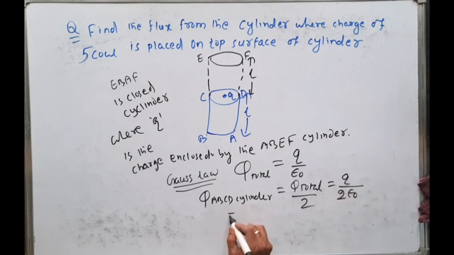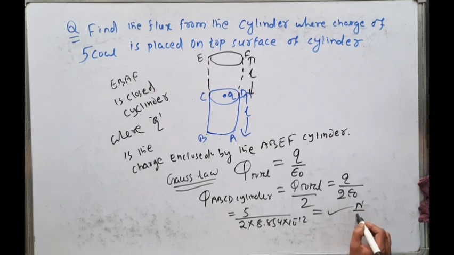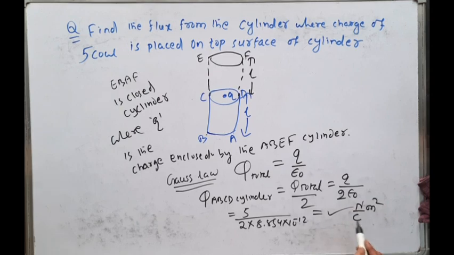So here, if the charge value is given as 5 coulomb, just put 5 divided by 2 epsilon naught, where epsilon naught is 8.854 times 10 to the minus 12. Just calculate this, and you will get the flux. So what is the unit of flux? It is Newton per coulomb into meter square, that is phi is equal to E dot A. So this is the answer.